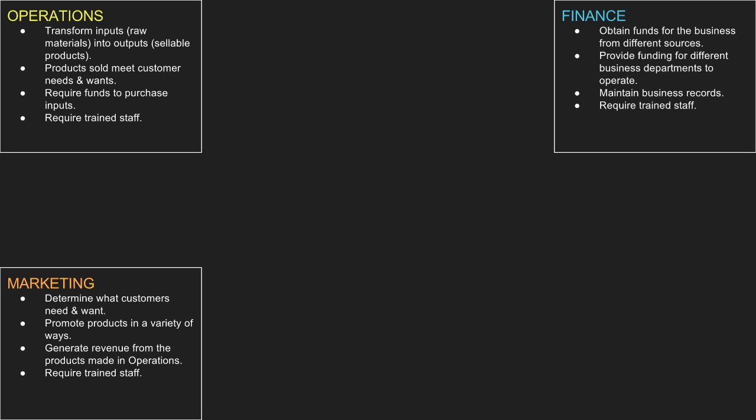And finance. Now, finance, they actually obtain funds for the business from different sources, be they banks, finance companies, credit unions, shareholders. So when the business needs money to buy raw materials, to carry out promotional activities, they need the money. And it comes from a number of sources, and that's where finance comes in. They then take that money and provide the funding for the business, for the different business departments, so they can operate. Okay, they also maintain business records in line with legislative requirements to make sure that everything's above board as well. And just like all the other functions as well, they also need trained staff.